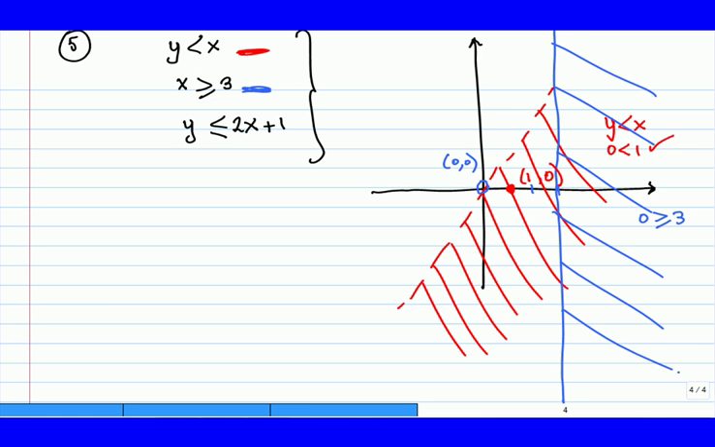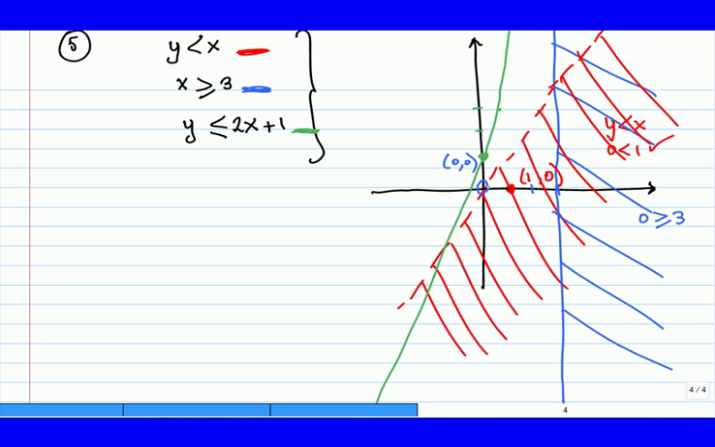All right? So let's extend this so that you know where things are. I'm going to do the third one. I will do that in green: 2x plus 1. What does that look like? Here's your 1. 2 means you go up over 1. So you're going to have, and this is a solid line, something like that. Now, y is less than that.